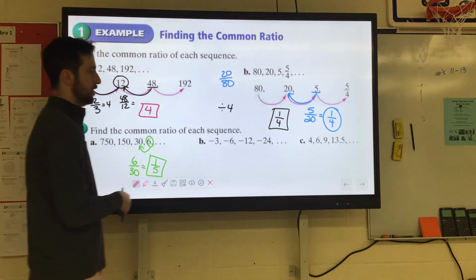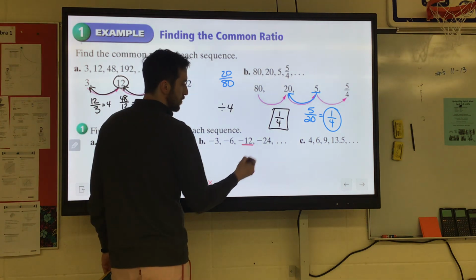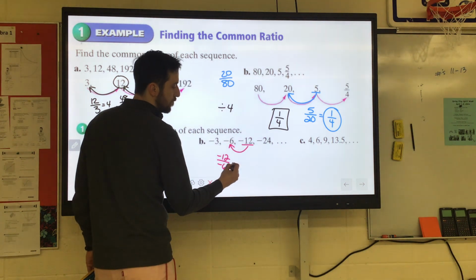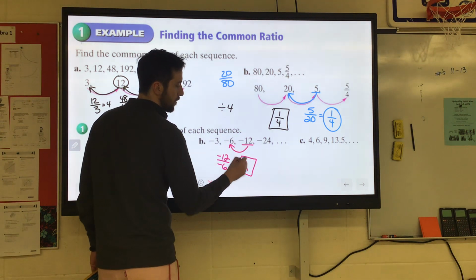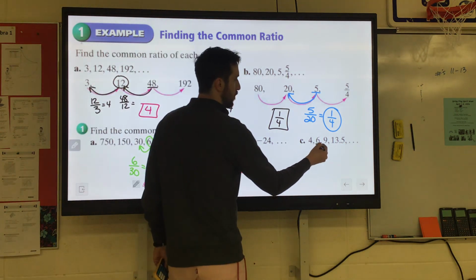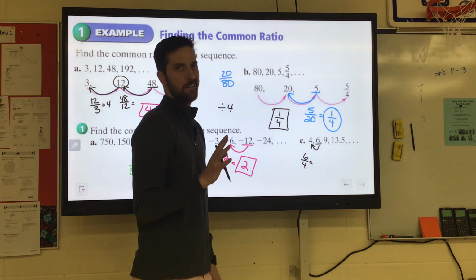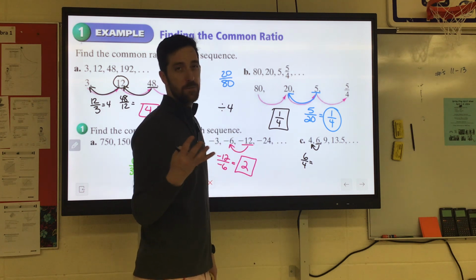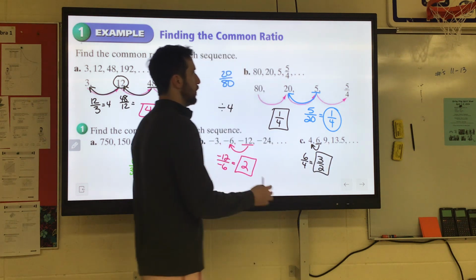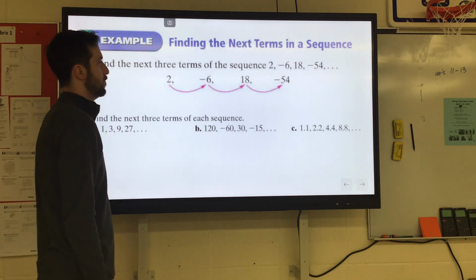Let's try this one. Again, this might jump out at you right away, but let's pretend like it didn't. You take any term, let's say we took negative 12, and you divide it by the term right before it. Negative 12 divided by negative 6 is positive 2. So that would be your common ratio. And let's try C. Let's just do 6 divided by 4. Now you could do decimals, but we're cooler than that. Let's reduce 6 over 4. They're both even, so we could divide them both by 2. That would leave us with 3 over 2. So that's the common ratio, the number you're multiplying by.